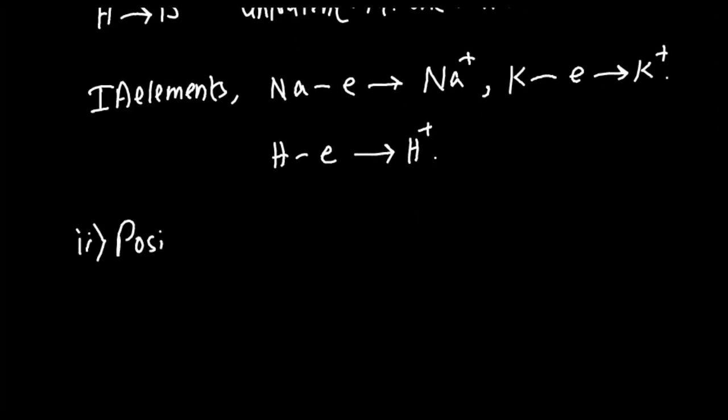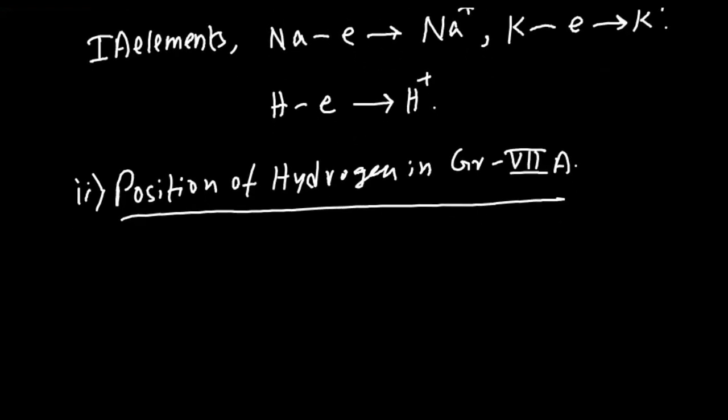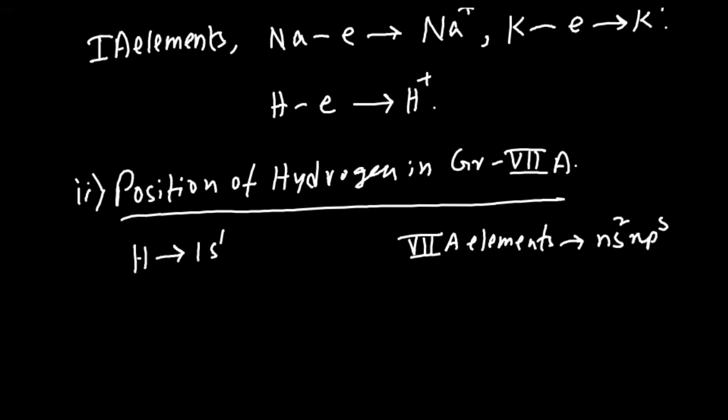Next, position of hydrogen in group 7A. If we look at the electronic configuration of hydrogen, it is 1s1, and for group 7A elements, the valence shell electronic configuration is ns2np5.